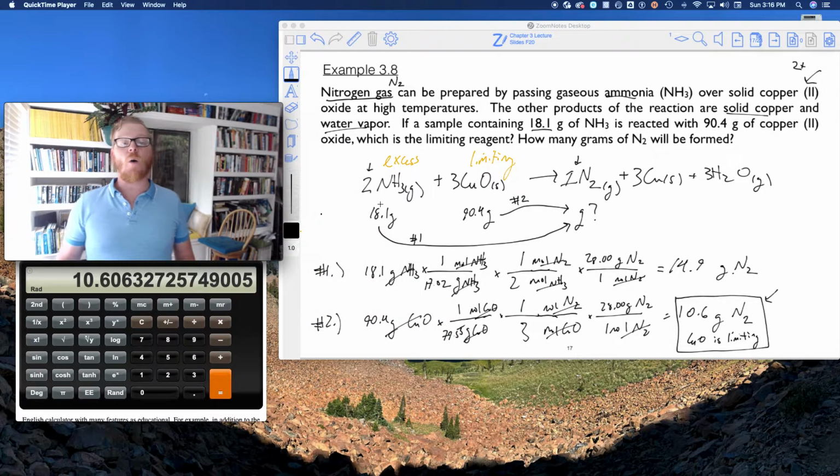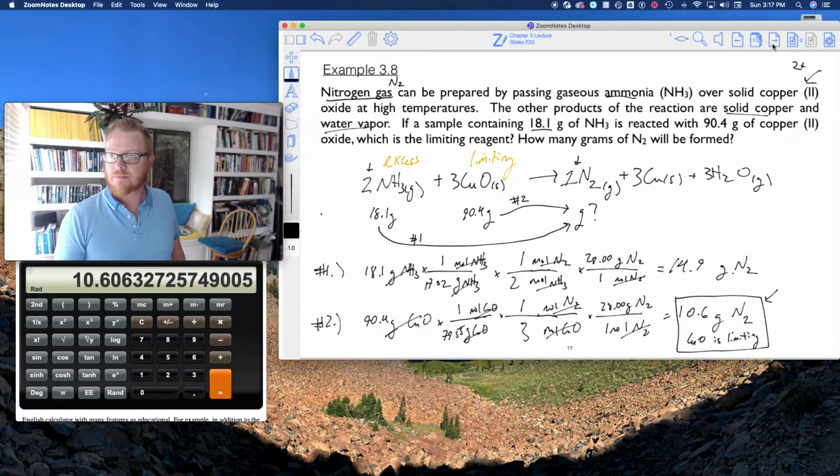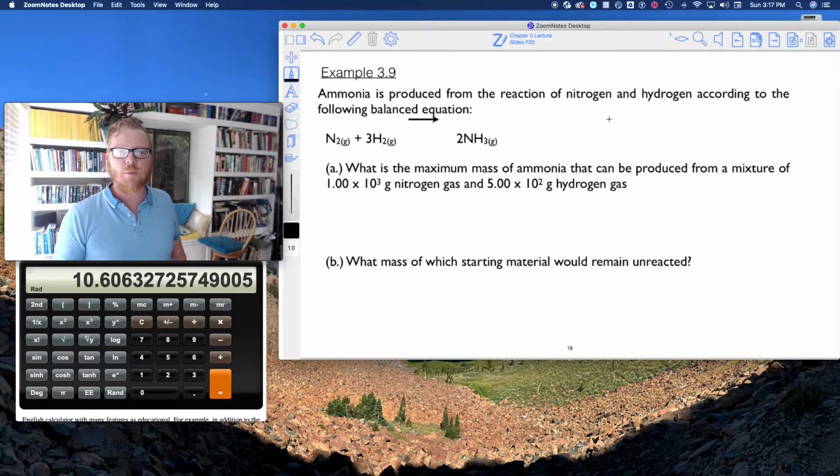All right. So we could even go as far as to calculate how much excess ammonia we would have. And we are going to do that next. Okay. So here's another problem. Oh, my arrow. What happened to my arrow? Let's draw that in right there.